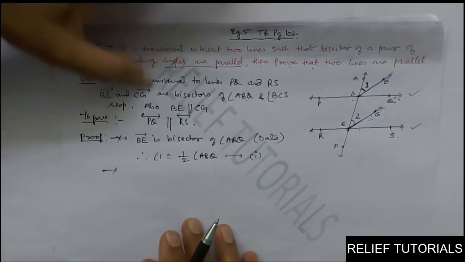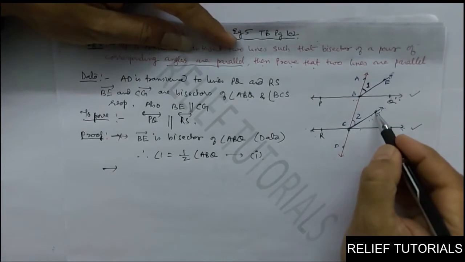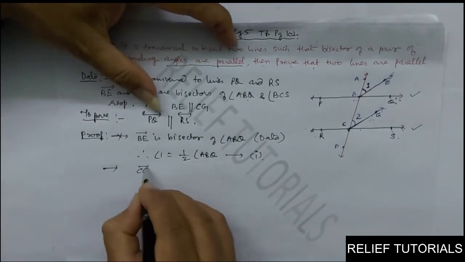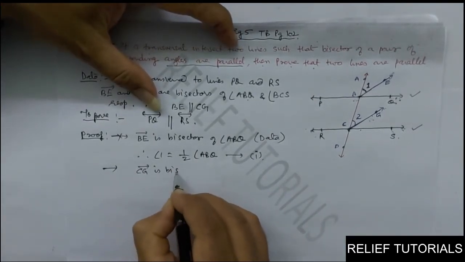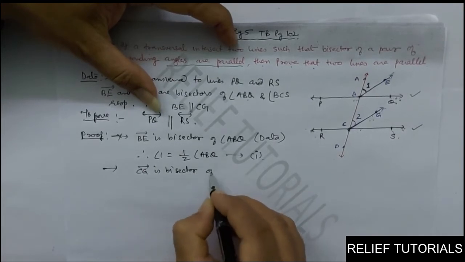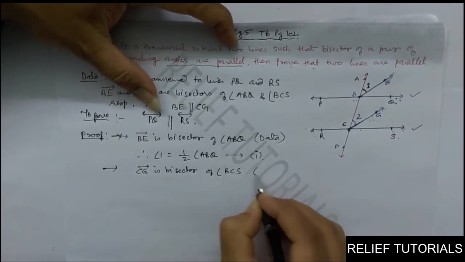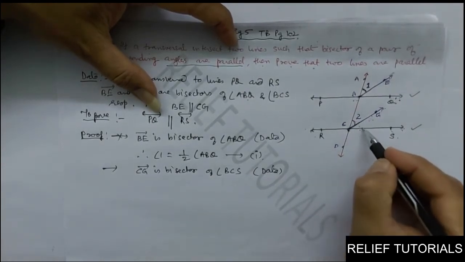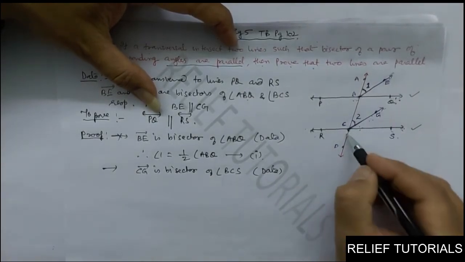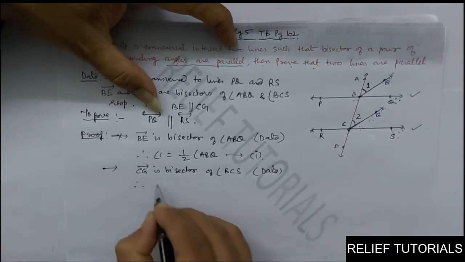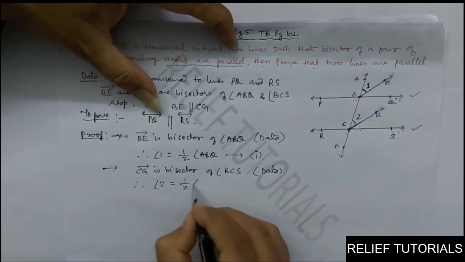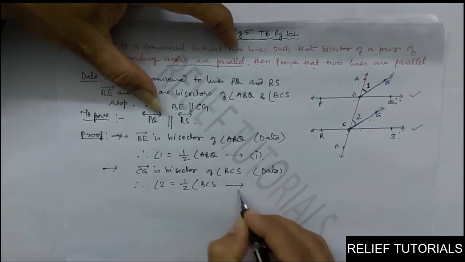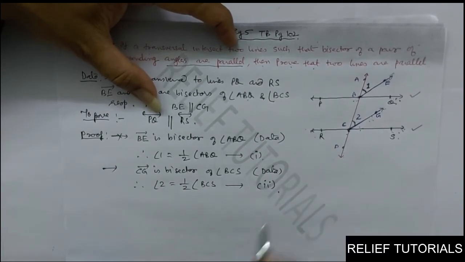Now similarly, come back here. We can say CG is the bisector of angle BCS. This is also from data. So if this is the bisector, these two angles are equal. So angle 2 is equal to half of BCS. So therefore angle 2 is equal to half of angle BCS. This is 2.